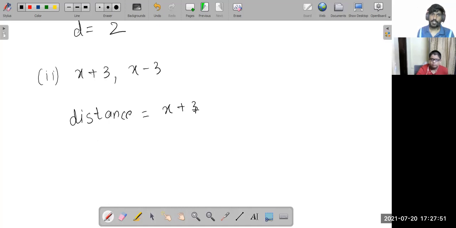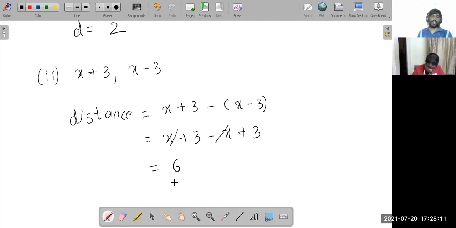X plus 3 minus, bracket, x minus 3. So you open this. When you open the bracket, it will become minus x plus 3. Plus x minus x cancel, and you have 3 plus 3, that is 6. So 6 is the answer.